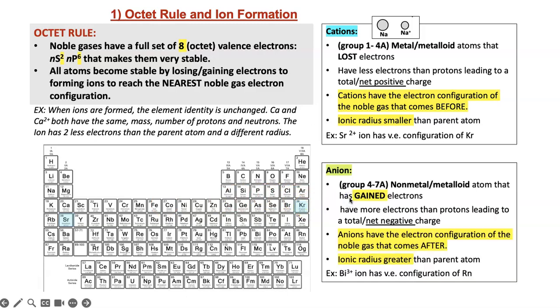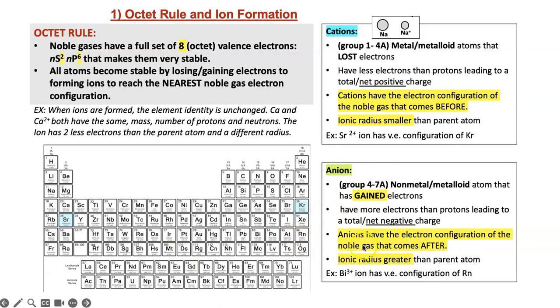Let's look at anions. Group 4 to 7A nonmetals and metalloid atoms form anions, or negative ions, by gaining electrons. Neutral atoms have zero charge because they have equal numbers of protons, the plus charge, and electrons, the minus charge. So they have a zero charge. But if you gain more negatively charged electrons, you are going to have a total negative charge. This is why they are called anions.